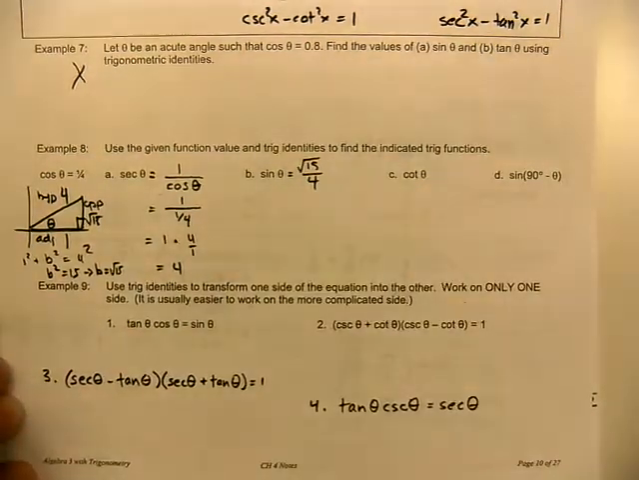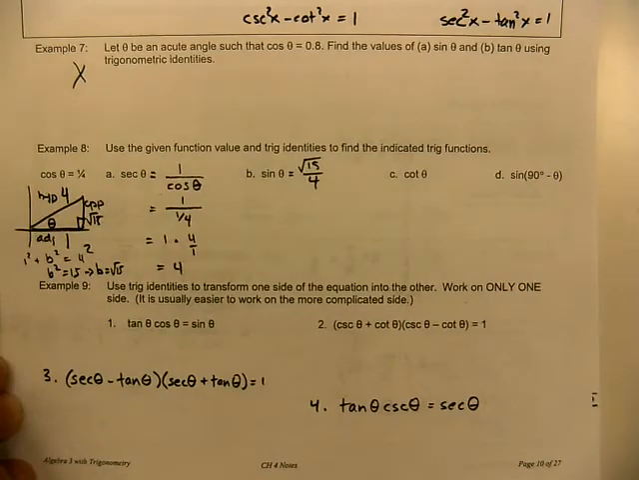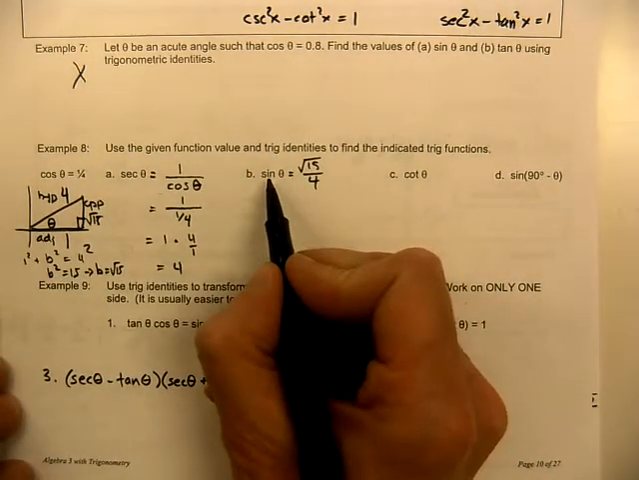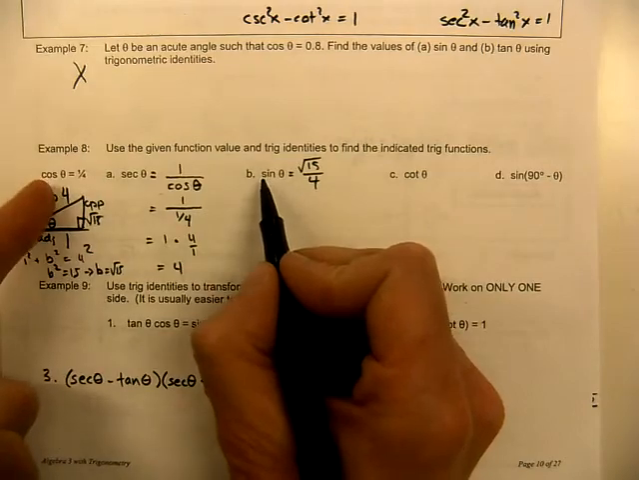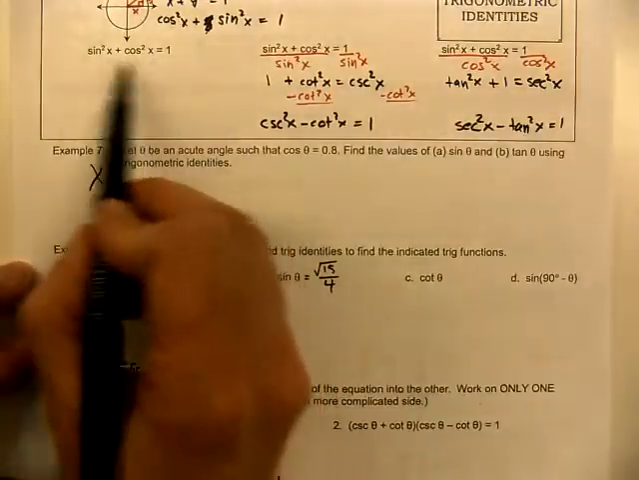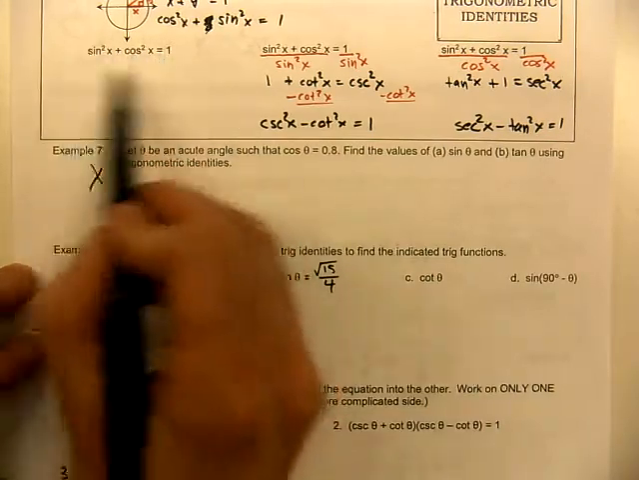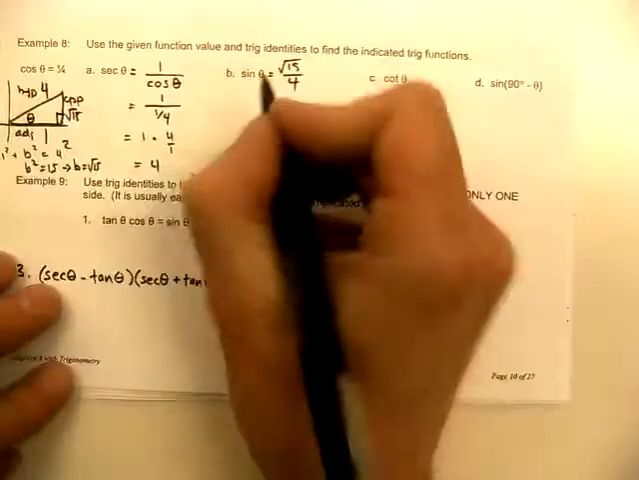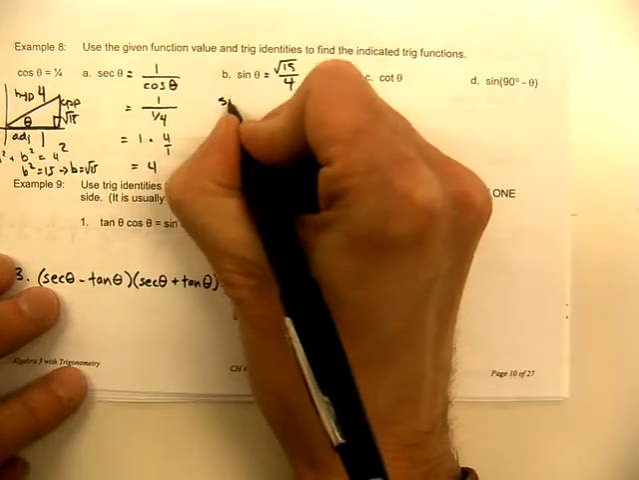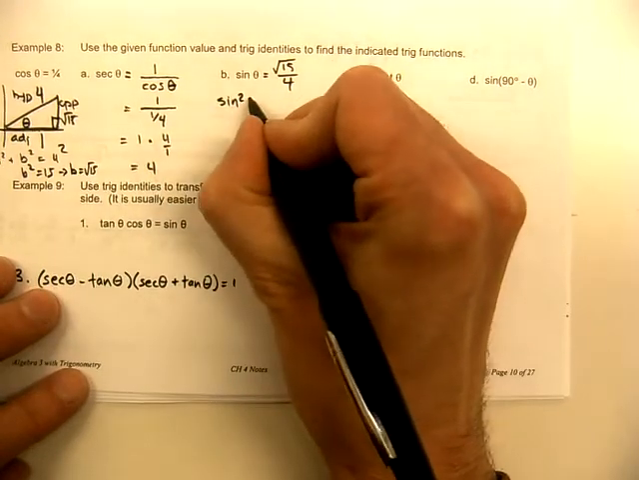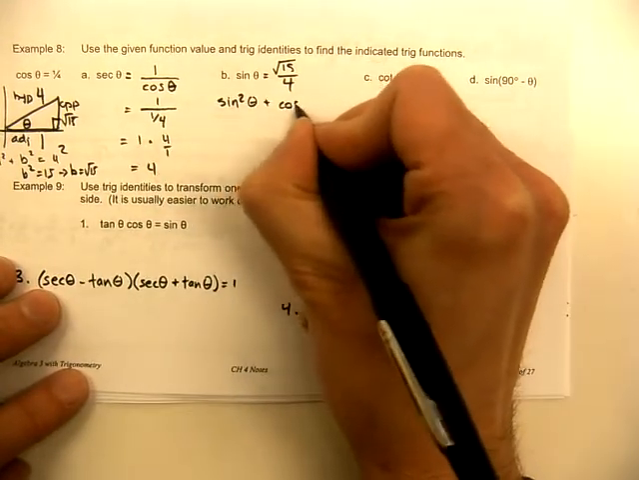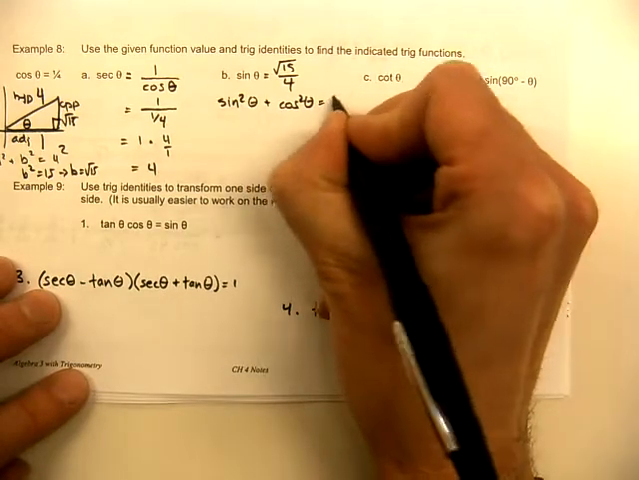Now, that's what we've done in the past. The challenge here is, can we do it a new way using the trig identities? Where have we seen sine and cosine? Well, we saw that right up here with the Pythagorean identity: sine squared plus cosine squared equals 1. We're going to use this identity here. So this is the new way. So sine squared plus cosine squared equals 1.